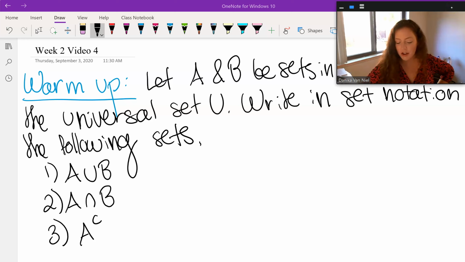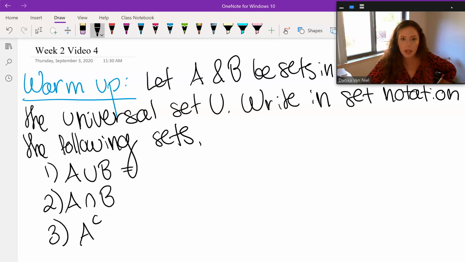So first let's start with a warm-up. Let A and B be sets in the universal set U. Write in set notation, the notation I taught you before with the brackets and the line, the following sets: A union B, A intersect B, and A complement. You can pause the video and try that out, but I'm about to give the answers.